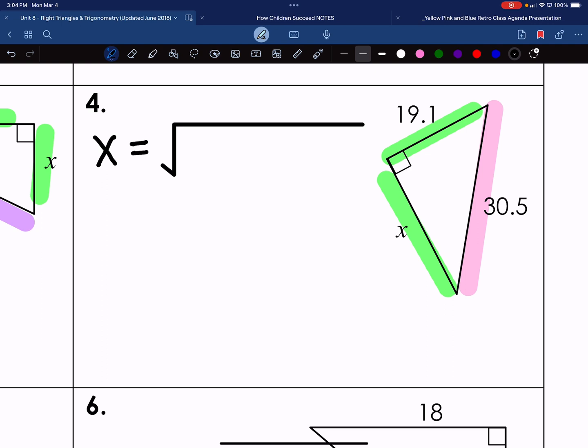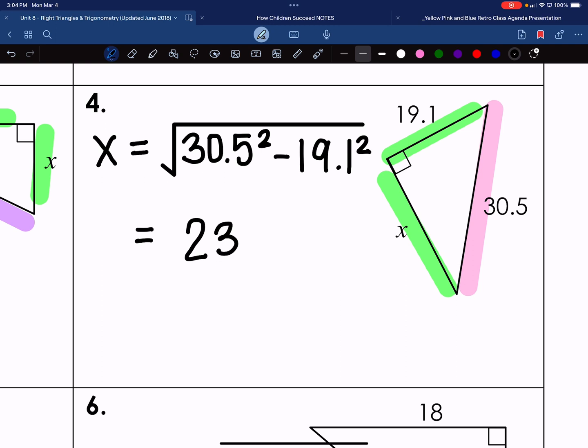Okay, so are we adding or subtracting? Subtracting. So 30.5 squared has to go first. Okay, then minus 19.1 squared. And we get what? Okay, 23.8. Okay, that's all you've got to do.